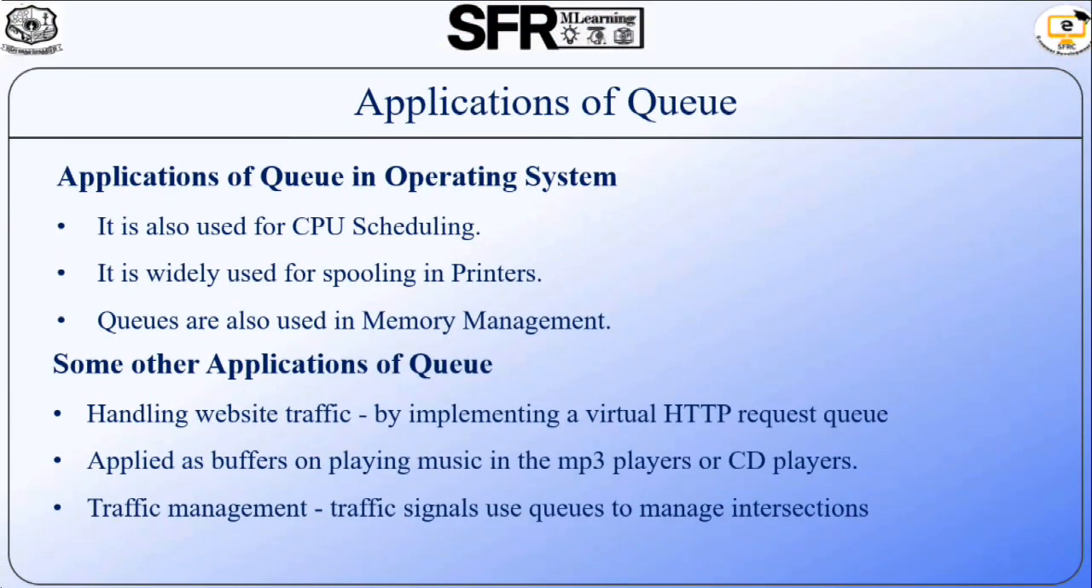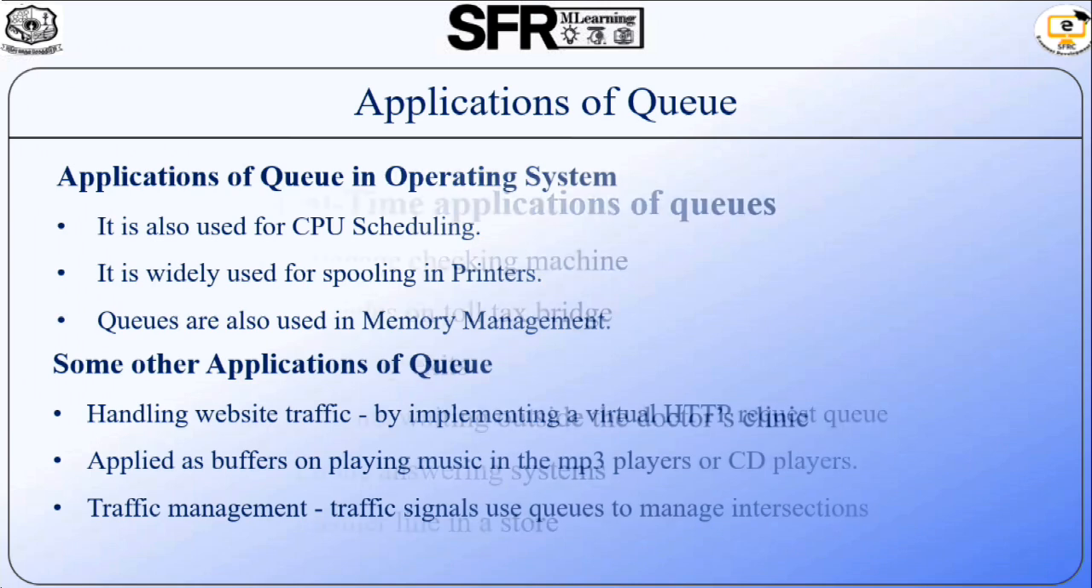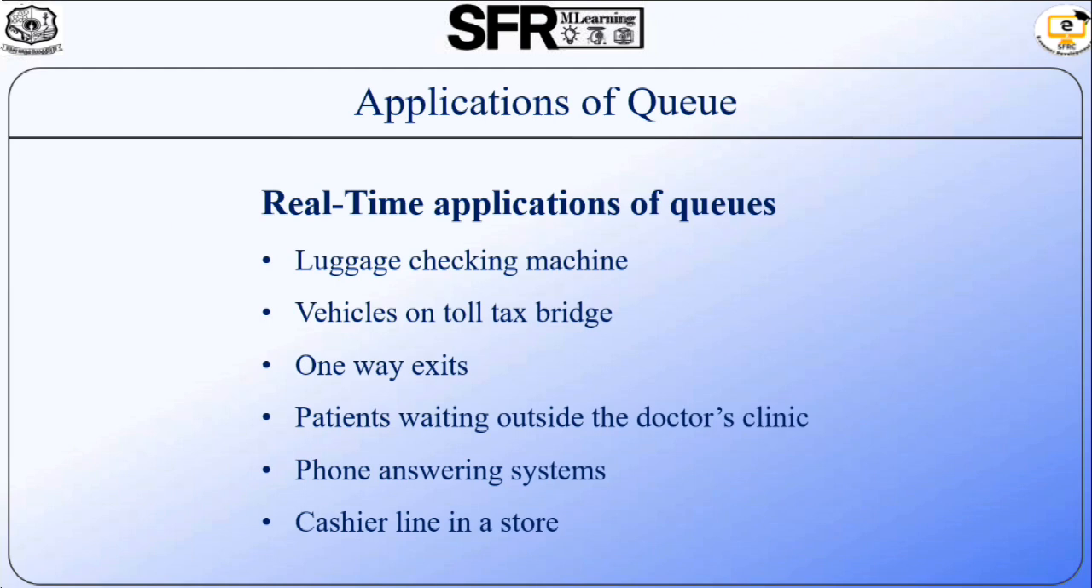Apart from data structures and networks, queues can be applied in OS also. It is used for CPU scheduling and for spooling in printers. Also, queue can be used in memory management. Some other applications of queues are handling website traffic by implementing a virtual HTTP request queue, applied as buffers when playing music in MP3 players or CD players, and traffic management, where traffic signals use queues to manage interactions.